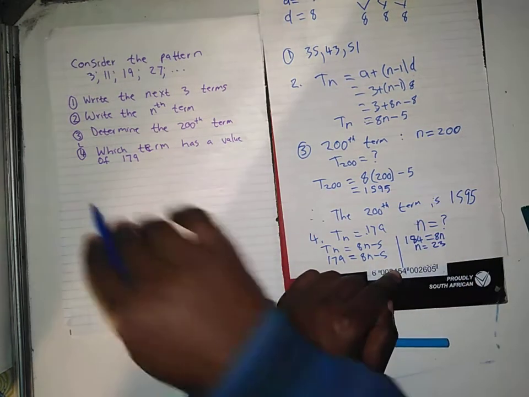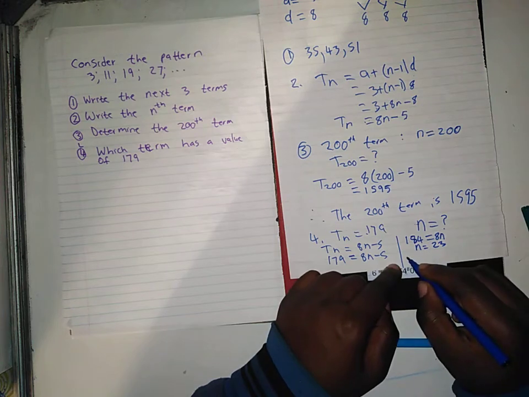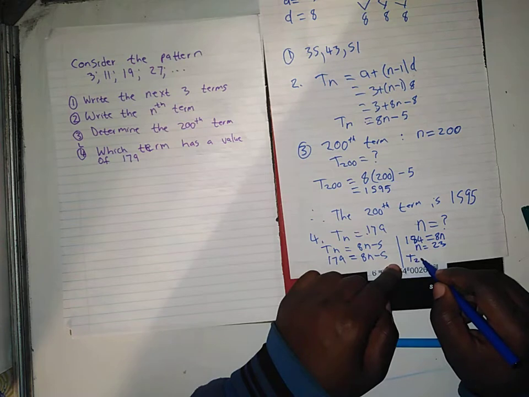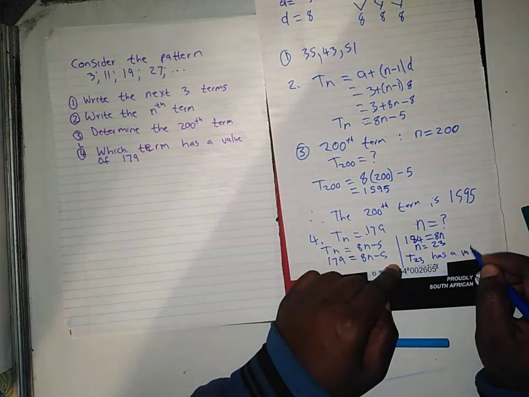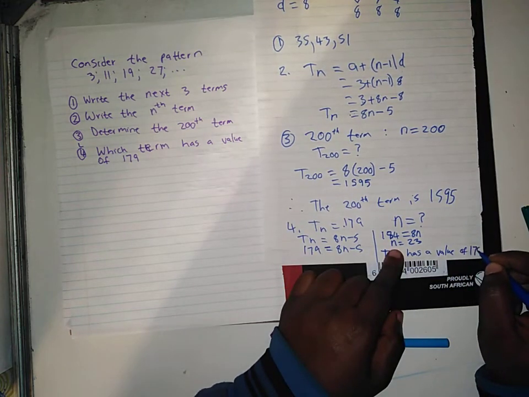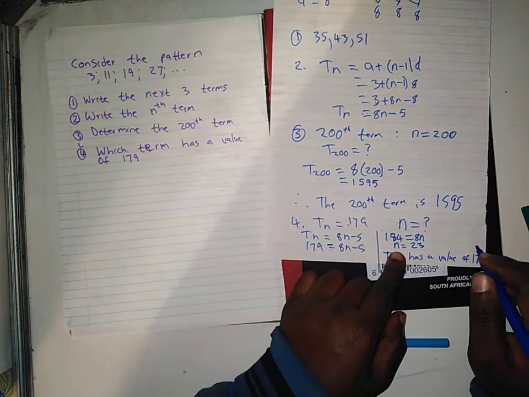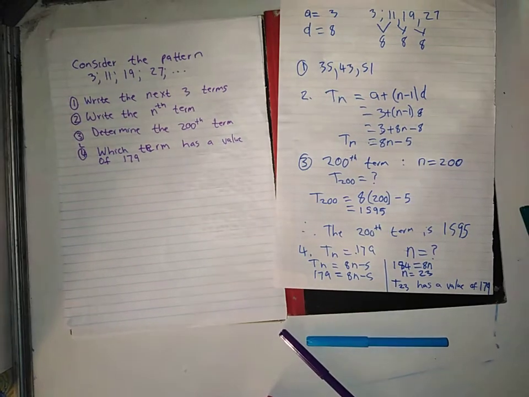Okay, so now let's go back and answer this question. The term that has a value of 179 is, you must write everything. Okay, so that term is T23. T23 has a value of 179. All right. Do you understand? Okay, wonderful. Let us take the last one.